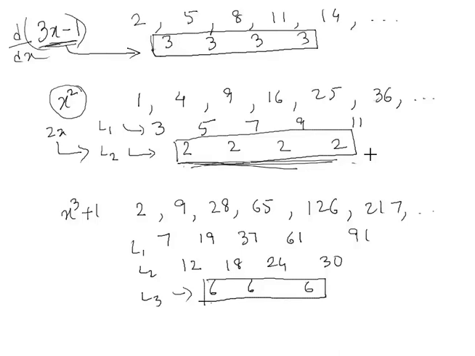2. Apply it here. X cube plus 1. So differentiating this, I get 3x square. The constant term is 0. So differentiating x cube, you get 3x square. Differentiating 3x square, you should get 6x. And then finally differentiating 6x, you should get 6. And that's what you get here, right?